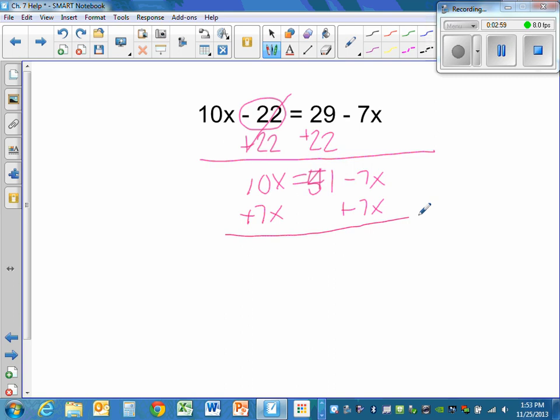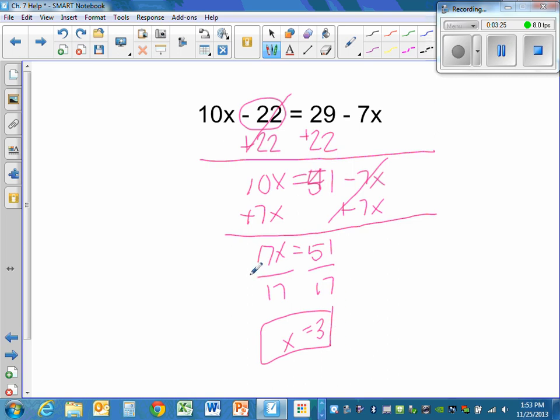I need to take the x along with it, otherwise I'll have an x left over here, and the whole point is to get rid of them. So negative 7x plus 7x cancels out to give me 0. I'm left with 17x on the left and 51 on the right. My next step would be to divide both sides by 17. And I'm left with x equals 3.